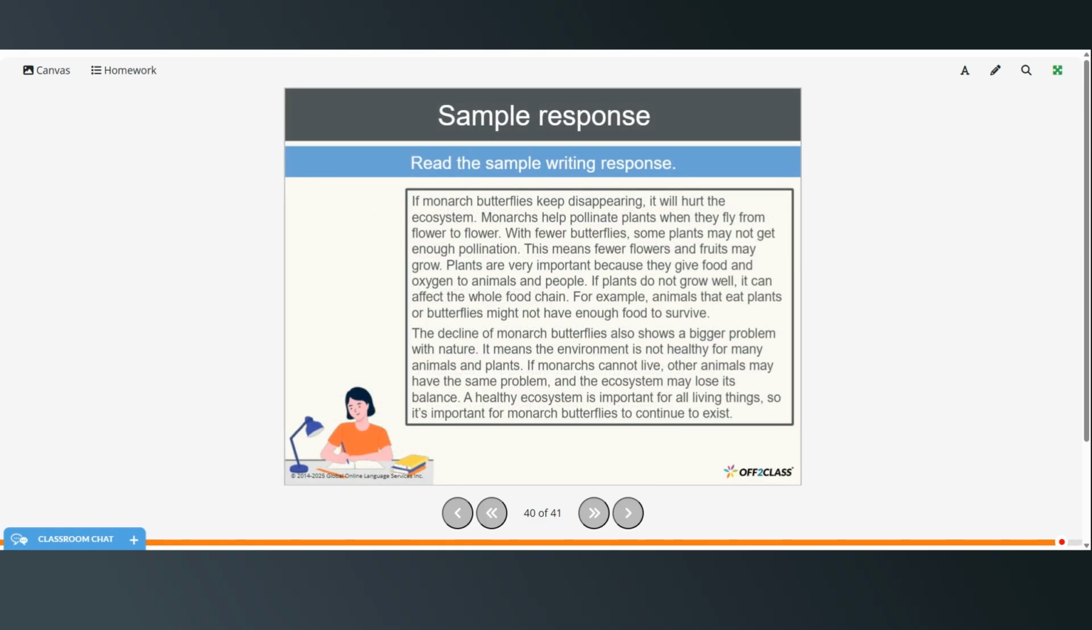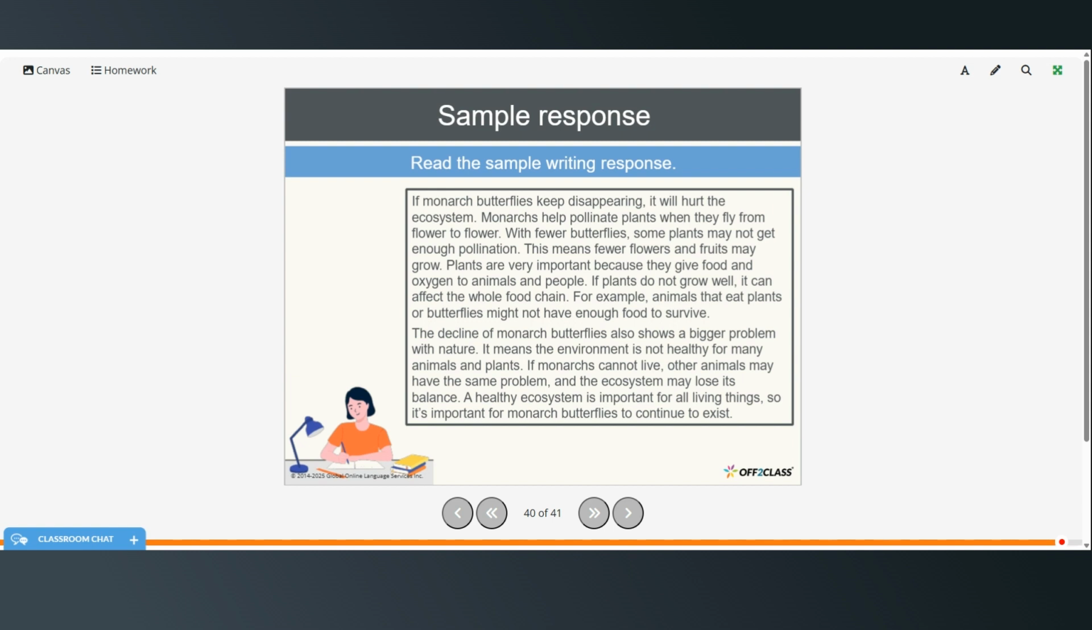If monarch butterflies keep disappearing, it will hurt the ecosystem. Monarchs help pollinate plants when they fly from flower to flower. With fewer butterflies, some plants may not get enough pollination. This means fewer flowers and fruits may grow. Plants are very important because they give food and oxygen to animals and people.